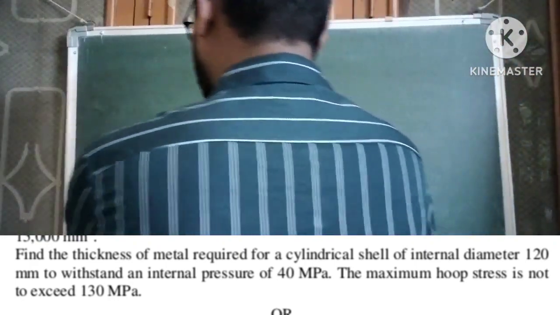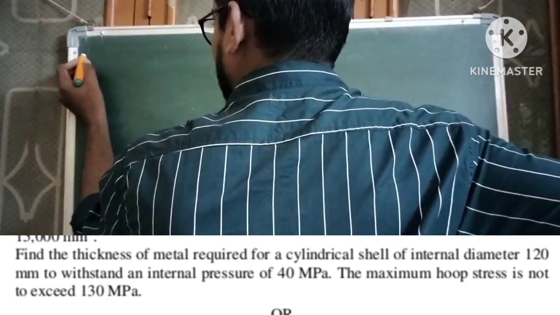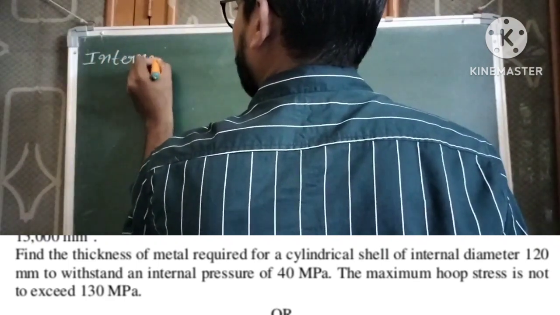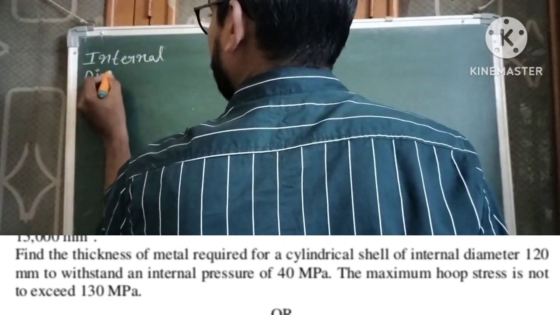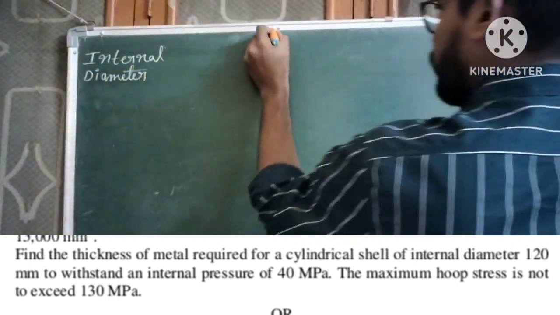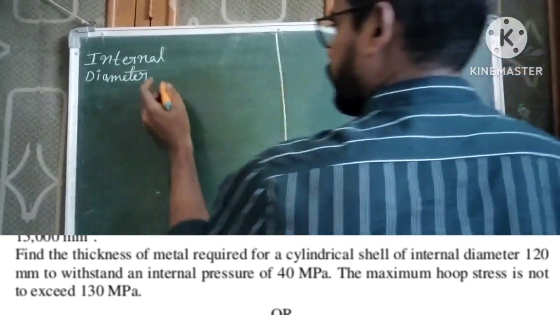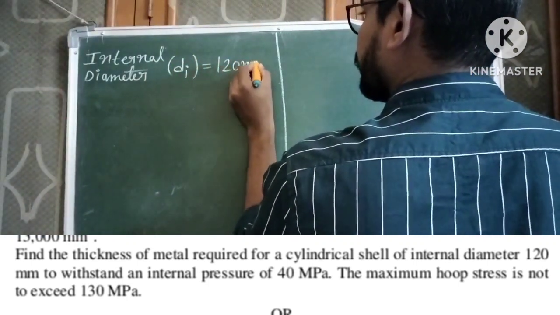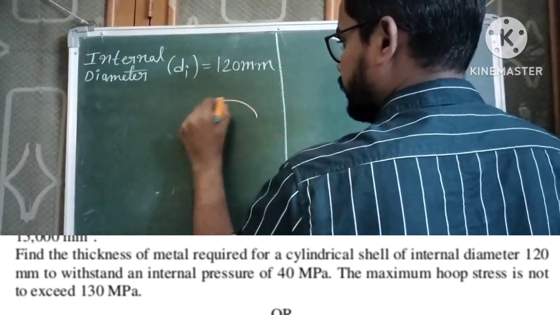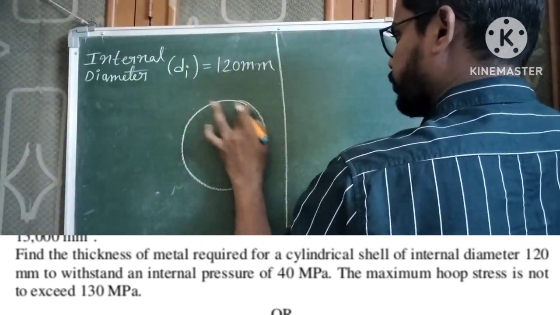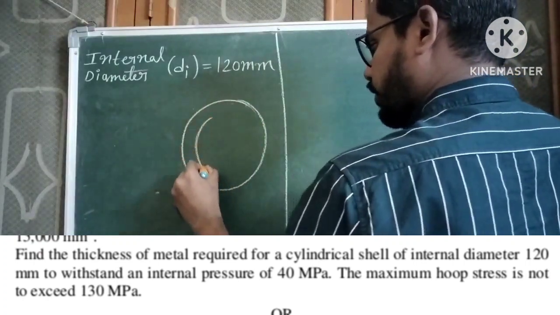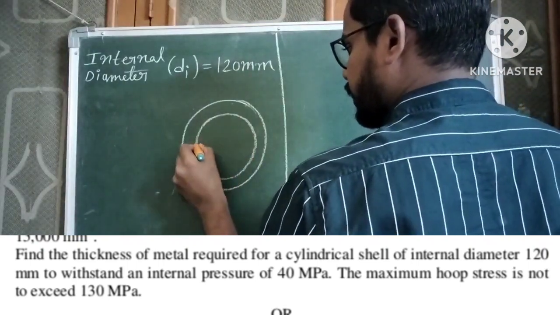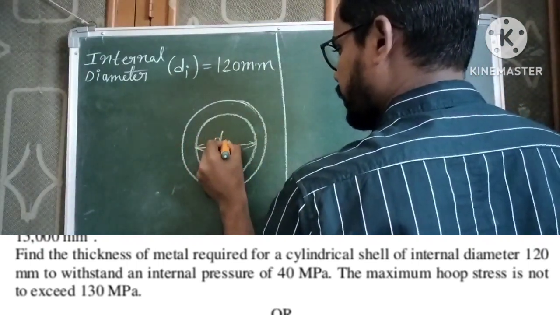There is a cylindrical shell, so its internal diameter is given, denoted by di, equal to 120 mm. So there is a cylindrical shell and we are given the internal diameter, di. Okay.